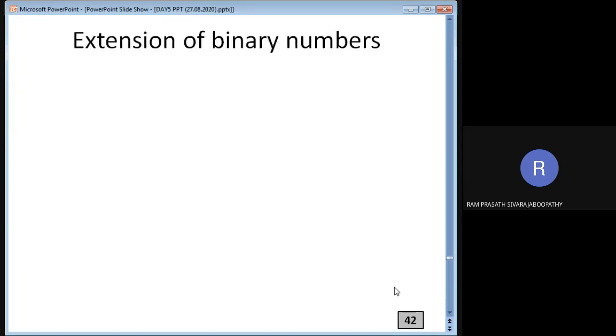So what we have seen so far is how to represent the signed numbers. Apart from that we have few more concepts. Okay, we have a few concepts.